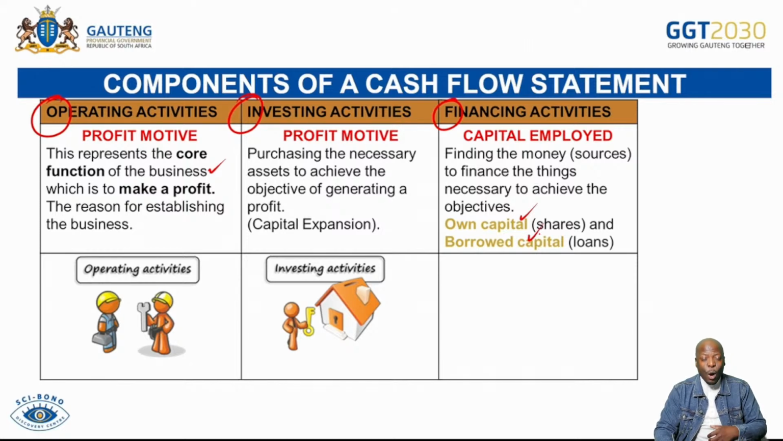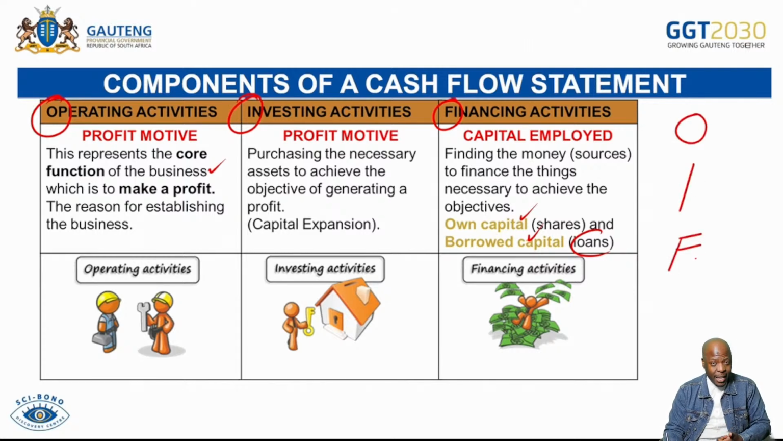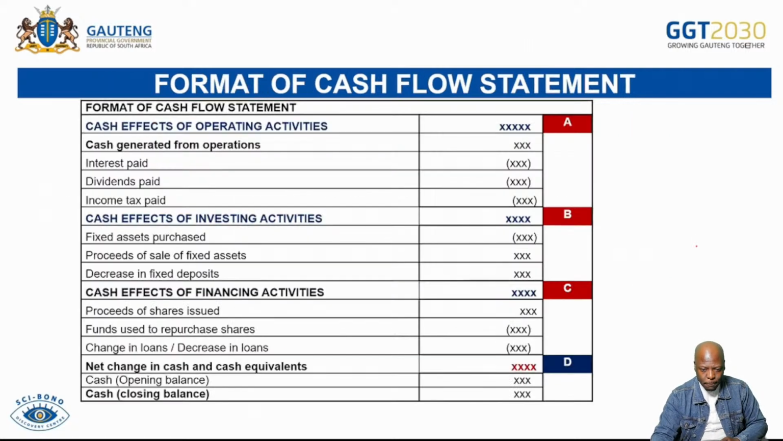And then we also have what we call borrowed capital. Borrowed capital is capital that we get from other institutions, such as banks. So we are talking about loans in this case. So that's financing activities. So my cash flow can be broken into 3 main aspects. That is your O, operating activities, I, investing activities, and then the F, which is your financing activities. So I can say on my cash flow, I have my O, I, and the F. OIF: operating activities, investing activities, and then lastly, your financing activities.